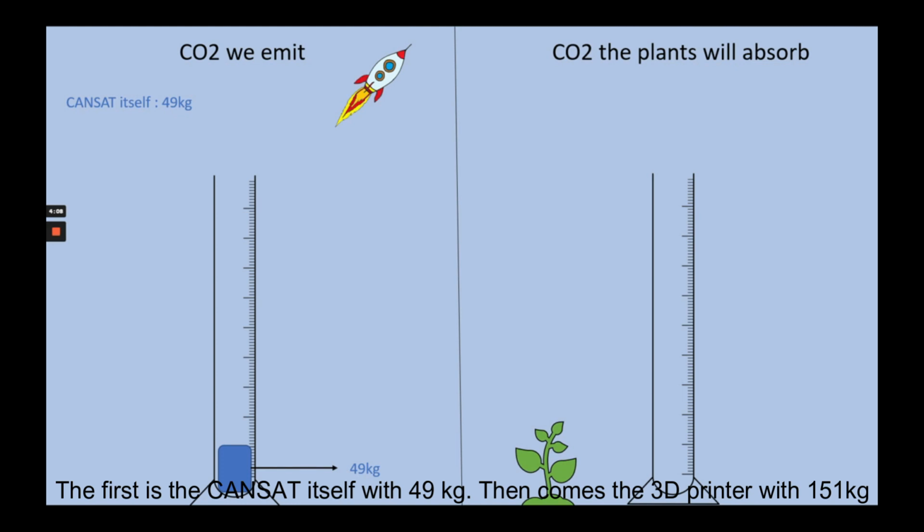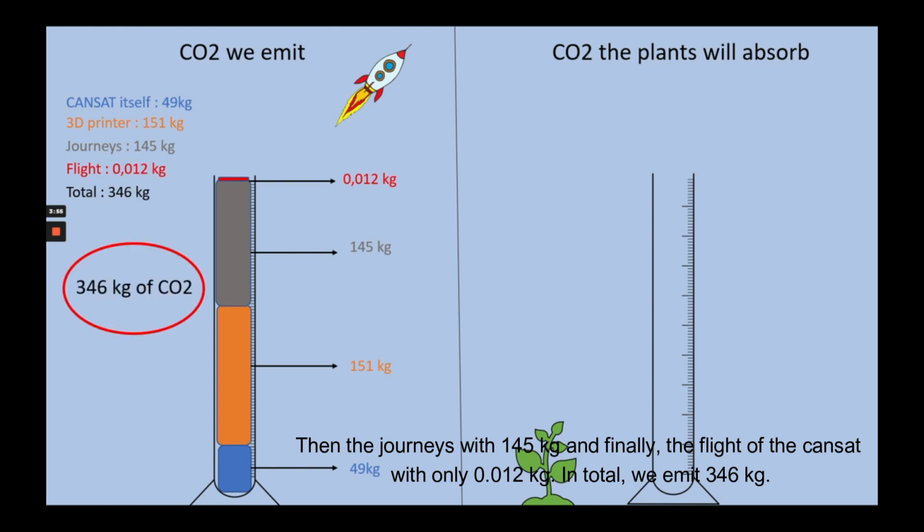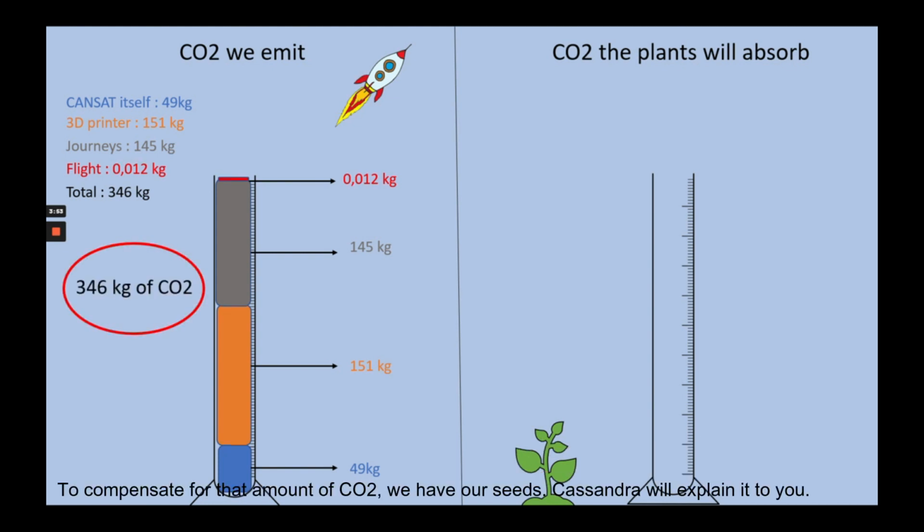Then comes the 3D printer with 151 kg. Then the journey with 145 kg. And finally, the flight of the Cansat with only 0.012 kg. In total, we emit 346 kg of CO2. To compensate for that amount, we have our seeds. Cassandra will explain it to you.